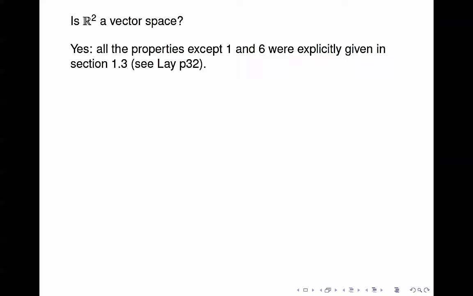Okay, so let's start with R2. That's a simple set to think about. And let's talk about whether R2 is a vector space. The answer is yes, because all the properties except 1 and 6 were in fact explicitly given in section 1.3. So if you want to go back to page 32 and check that out, all the properties except 1 and 6 are explicitly listed there.